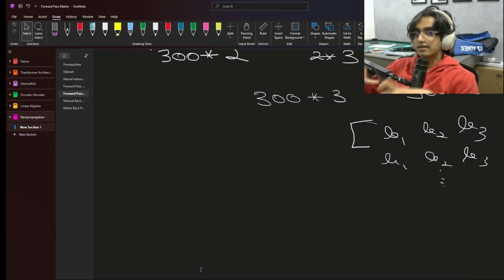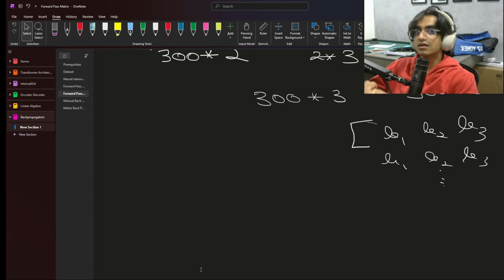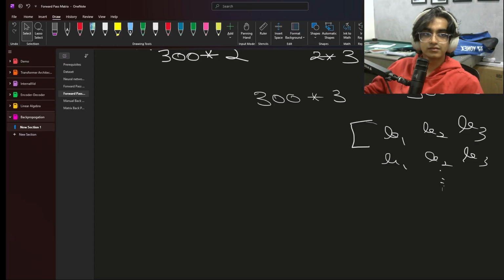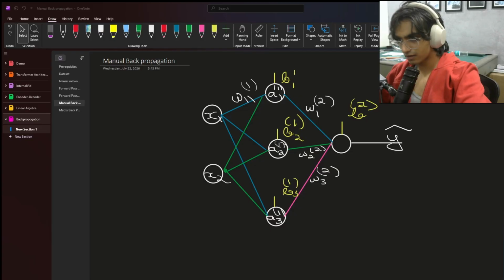Now we'll get into the crux, which is the backward pass, which was the main topic of this video. So I'm going to do the manual backpropagation algebraically first, and then I'll show you the same thing in the matrix form. And after that, we'll move on to the code. All right, now we're finally going to move on to the backpropagation.